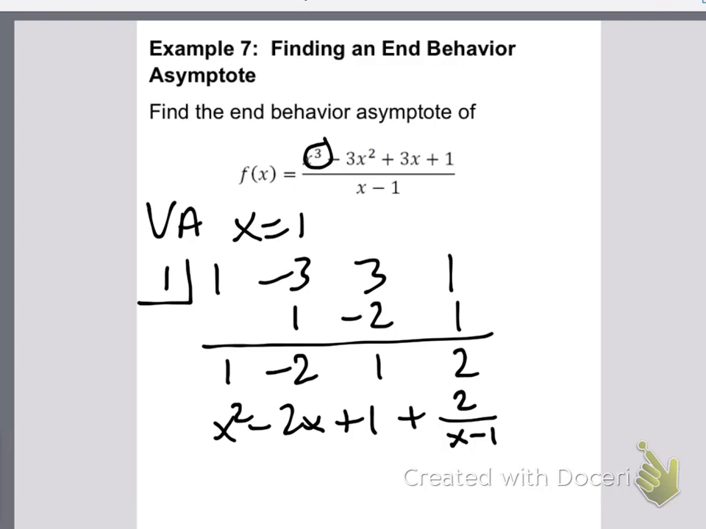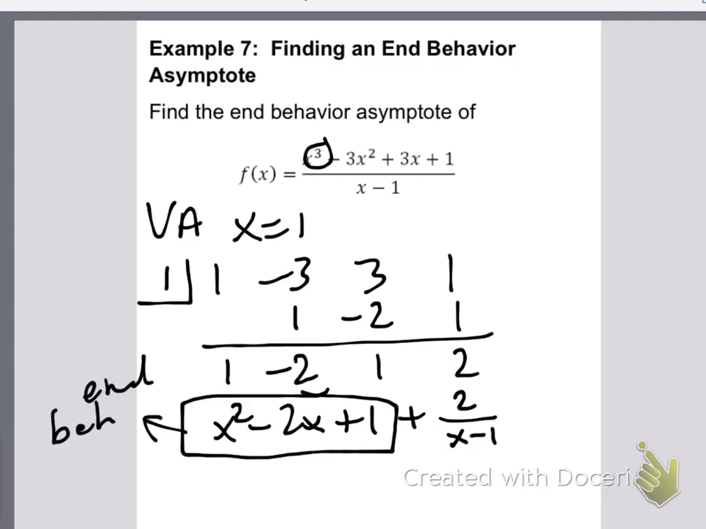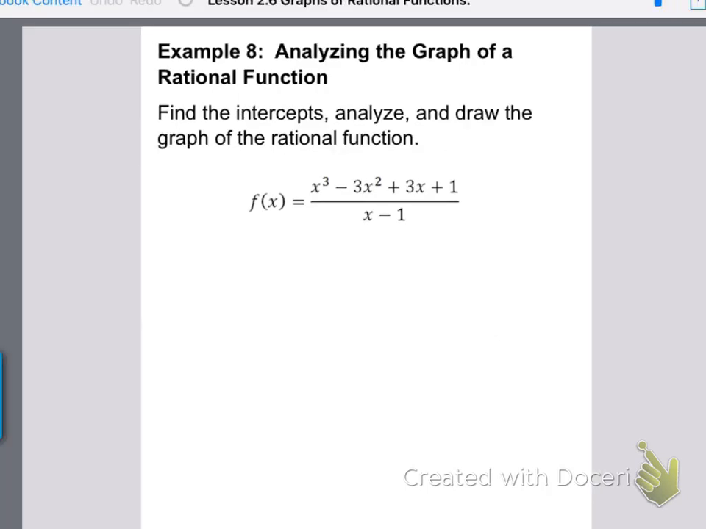Now, where does the end behavior asymptote come into play? This is the end behavior asymptote. Not the remainder. The remainder is no part of that. But the polynomial you get from the synthetic division is the end behavior asymptote. And if you want to see how that works, you can graph this on your calculator. You can see how this asymptote works.